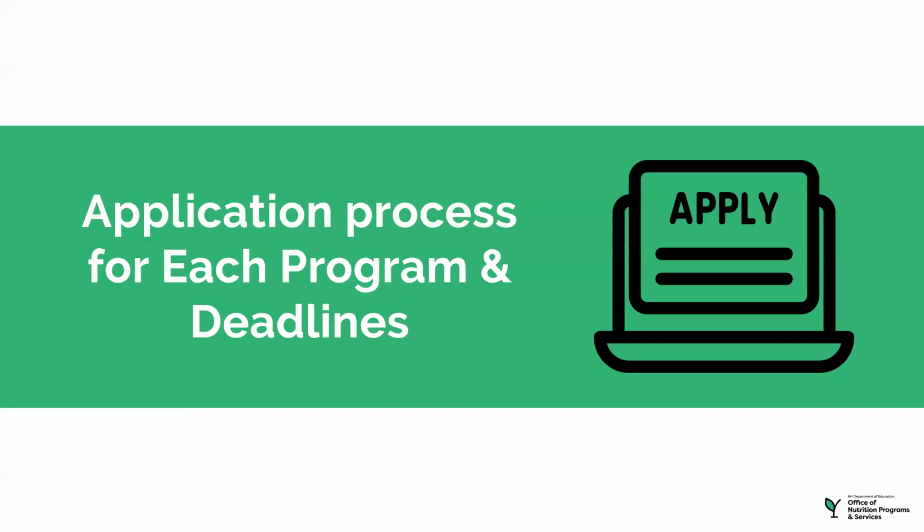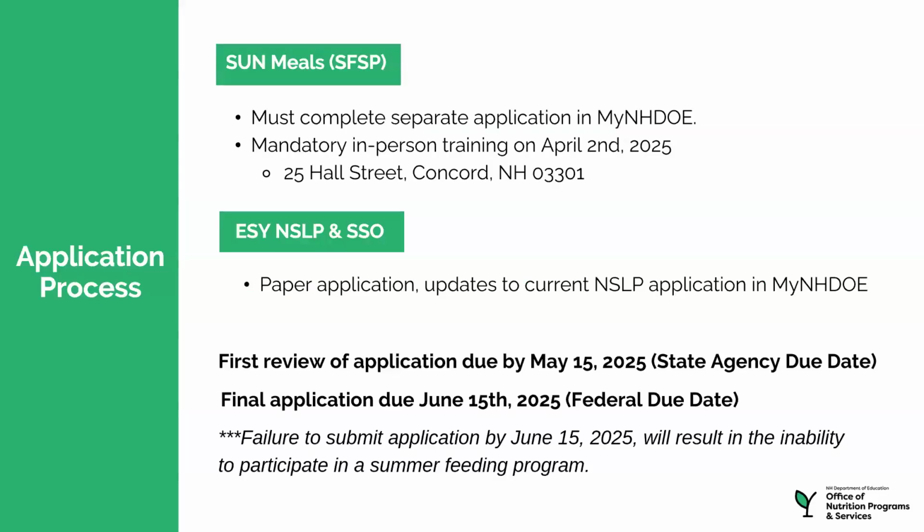So now we'll get into the application process for each program, as well as any deadlines. All program applications should be submitted by the state agency deadline of May 15th. Applications must be submitted no later than June 15th, which is the federal due date. If the application is not submitted by June 15th, the site will be unable to operate a summer feeding program. And just to reiterate, for SFSP, the in-person training is mandatory to apply.